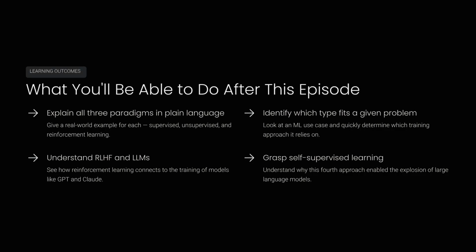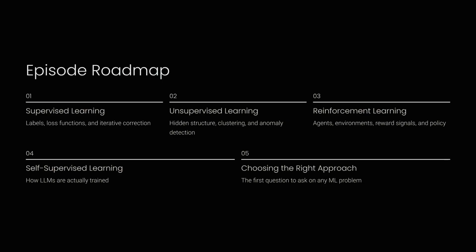By the end of this episode, you will be able to explain all 3 paradigms and identify which type fits a given problem. You'll also understand RLHF, LLMs, and the explosion of large language models enabled by self-supervised learning. Our roadmap covers supervised, unsupervised, and reinforcement learning, followed by self-supervised learning, and finally, how to choose the right approach for any ML problem.